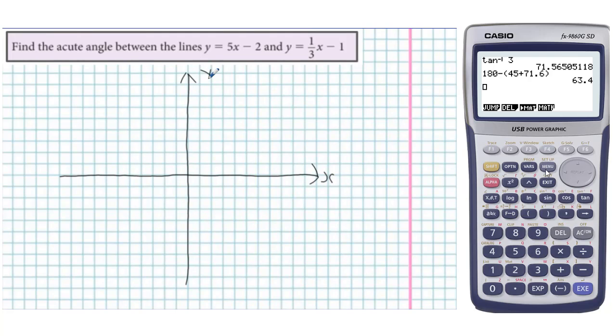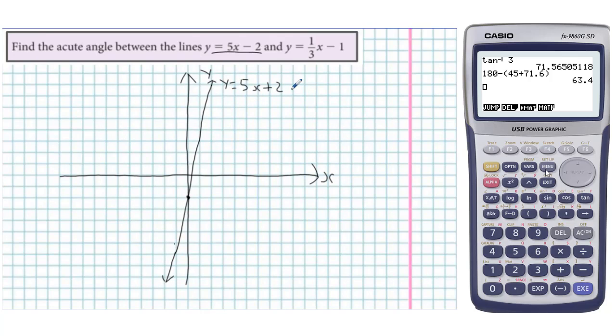So for y equals 5x minus 2, it's going to have a y-intercept of minus 2, and every time it goes along 1, or positive x step of 1, it's going to go 5 up. So 1, 2, 3, 4, 5. If we go backwards, 1, 2, 3, 4, 5. So something like that, and in the other direction as well. That's y equals 5x minus 2.